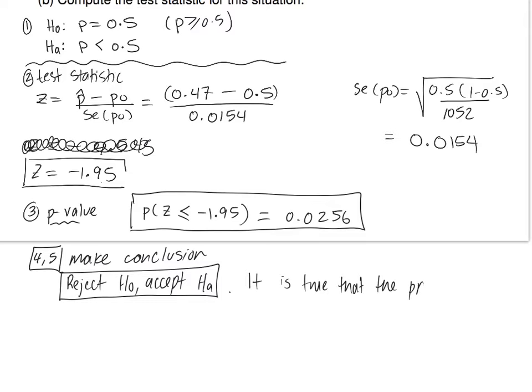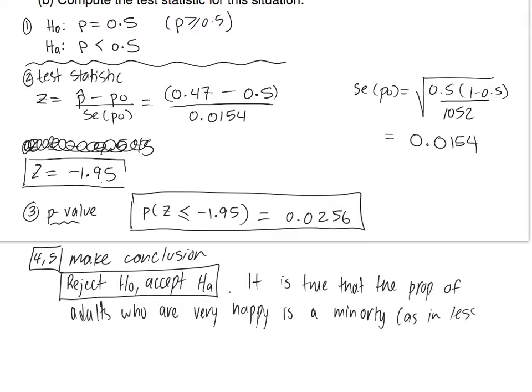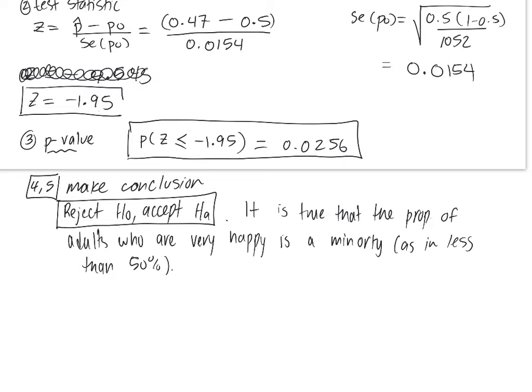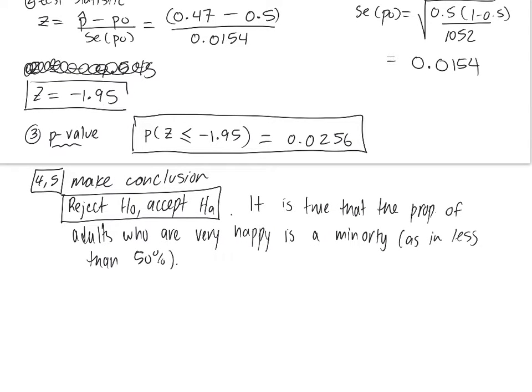That the proportion of adults who are very happy is a minority, as in less than 50%. But it's skewed because it's fairly happy. Yeah, it's skewed because of the fact that they put things in 2 or 3 categories. I think that is still misleading, but it's not technically statistically wrong.